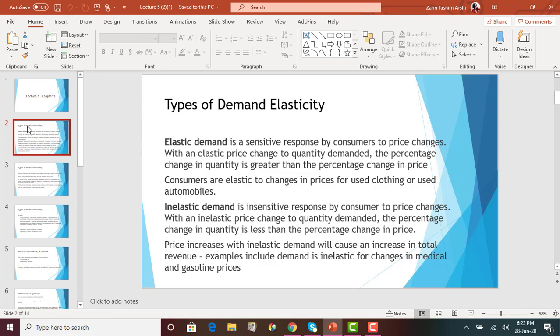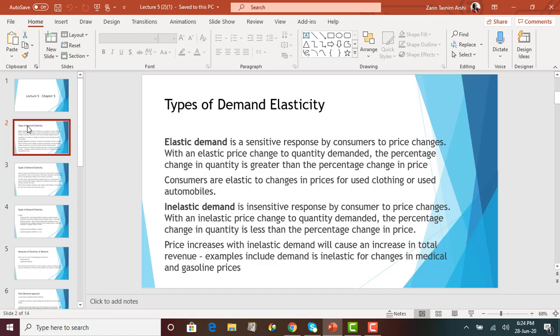Again, just in numerical terms, what it means is, let's say the price of used cars goes up by 1%, probably the quantity demanded for those cars will go down by 2%. So the percentage change in quantity demanded is greater than the percentage change in price. And again, it will be in the opposite direction, because price and quantity demanded are negatively or inversely related because of the law of demand, as you know from previous lectures.